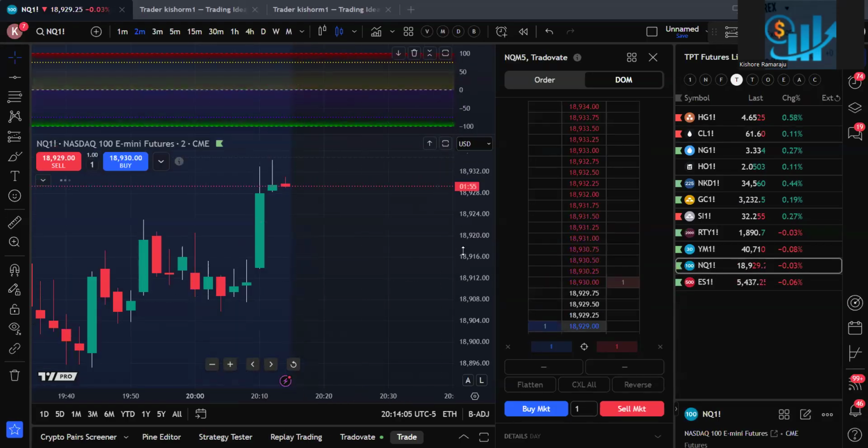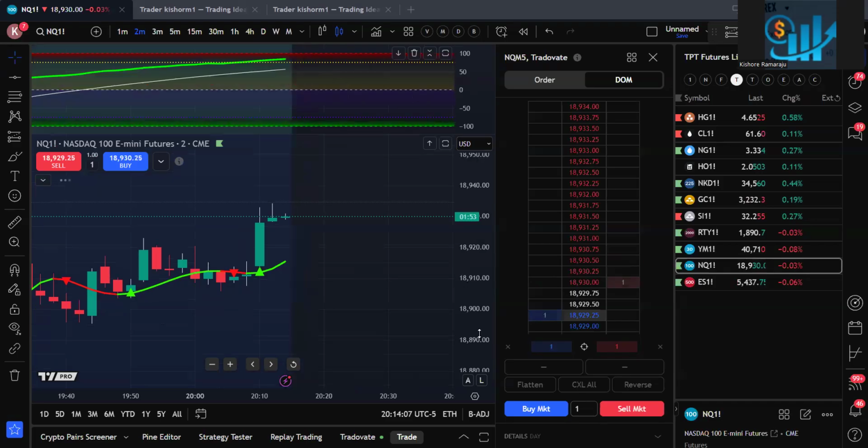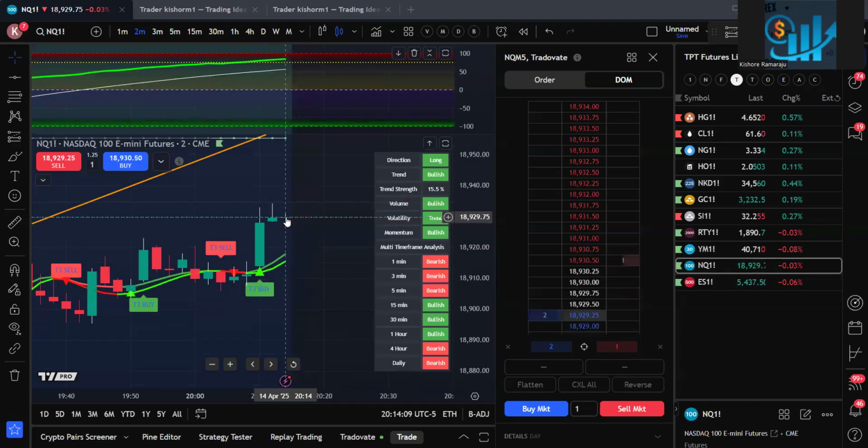If you see NQ, it is a good one, but better you wait for price to come close to the T5 line because already it moved so much away. If it comes back to this line, again it can go all the way up.